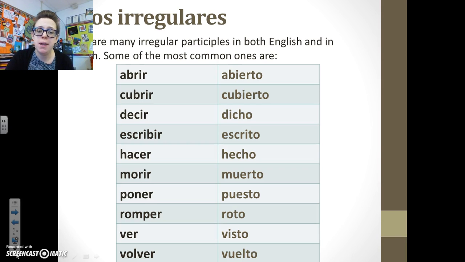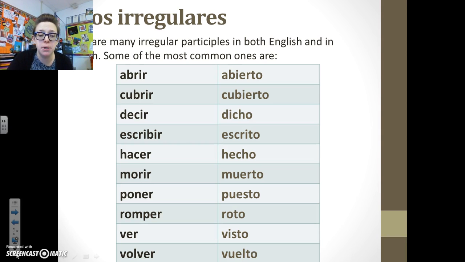Hacer means to do or to make. The past participle for hacer is hecho. Hecho means done or made. Morir means to die, and the past participle for morir is muerto, dead.